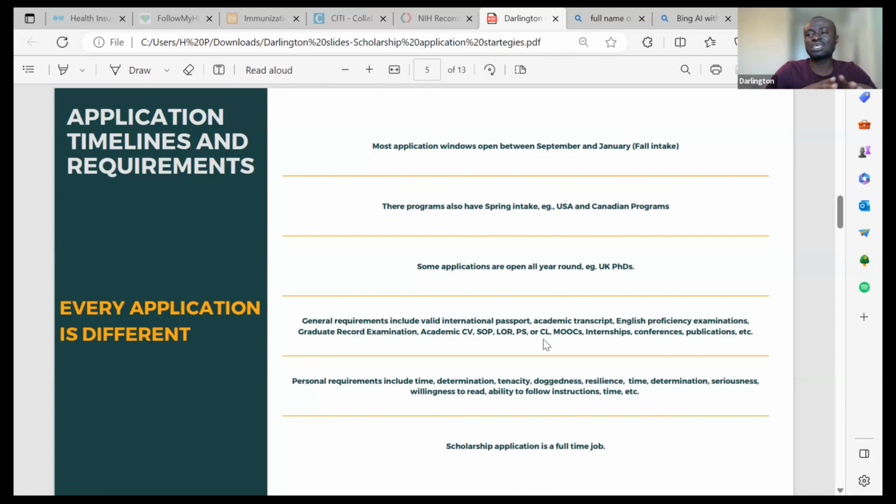So as many as you can apply to, but that you can give enough time and give a very good content, because the ones that you even think you gave the best might not even come out positive. So you need to apply to many. That's why you need time. So once again, scholarship application is a full-time job.